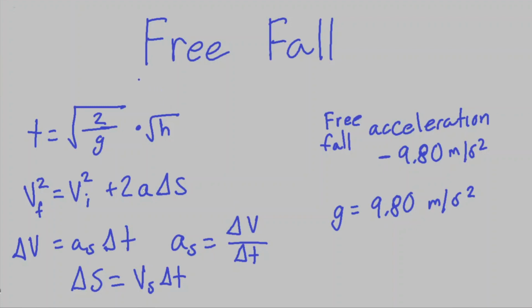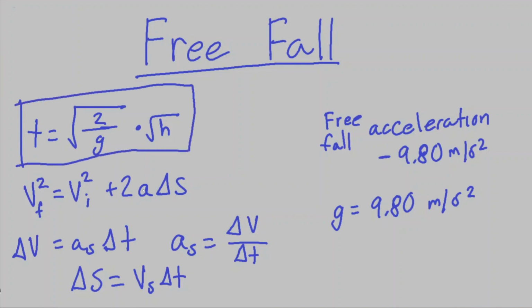Alright, so today we're going over free fall in physics. There are some essential equations and variables to note. First is the free fall equation, which is time equal to the square root of 2 over g, where g is gravity, 9.8 meters per second squared, times the square root of h, which is the height of the free fall.